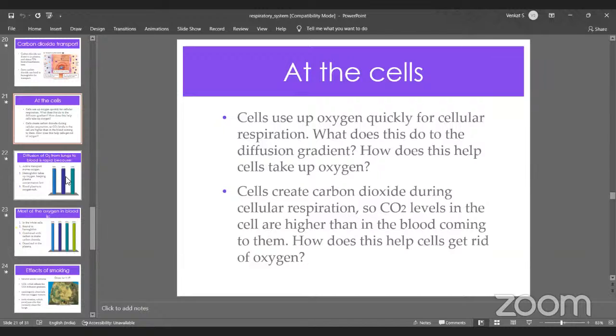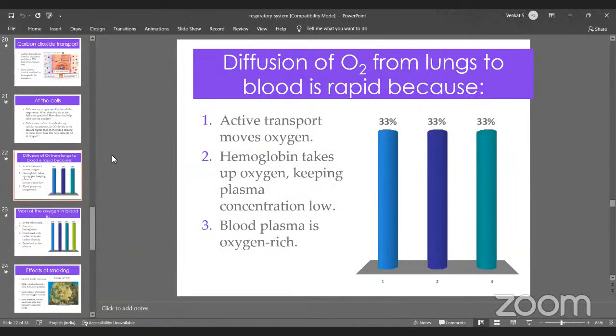Diffusion of oxygen from the lungs to the blood is rapid because active transport moves oxygen and hemoglobin takes up oxygen, keeping blood plasma oxygen rich, at a 33% ratio each. The first, 33% active transport moves oxygen; the second, hemoglobin takes up oxygen; and third, blood plasma is oxygen rich, at 33%.